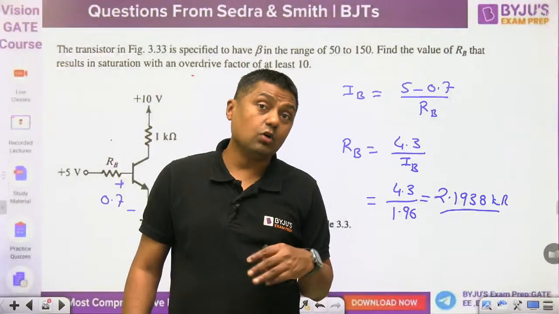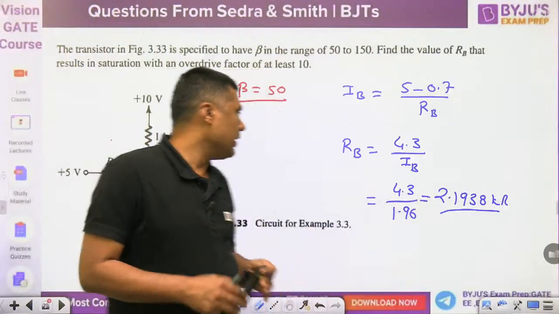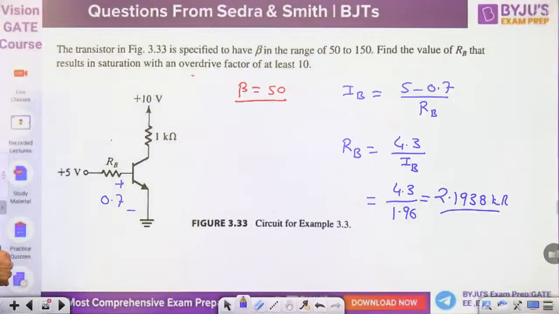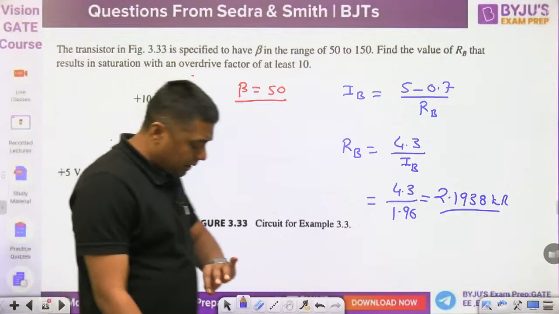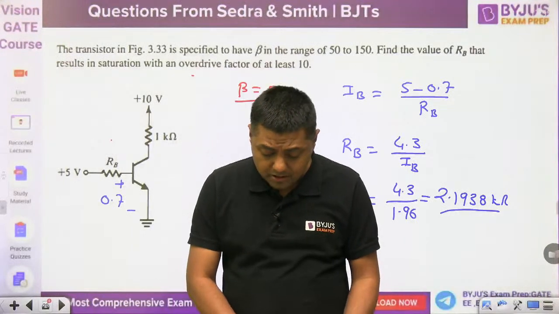At least 10, yes, and then greater than that. So RB is the value. Okay, this is the answer for this question. So you can solve it. Tell me any doubt then. So this is the question. I can give you the page number also.